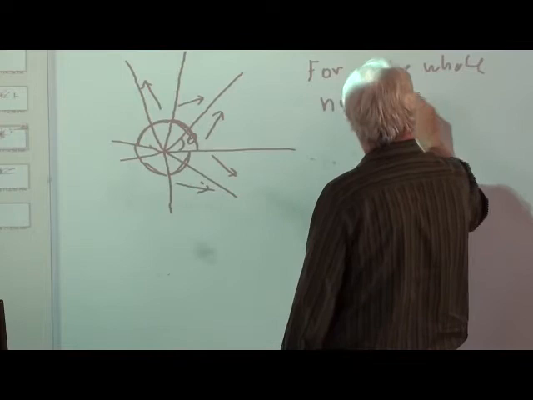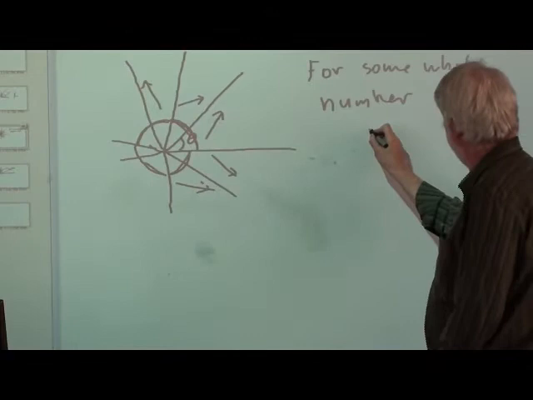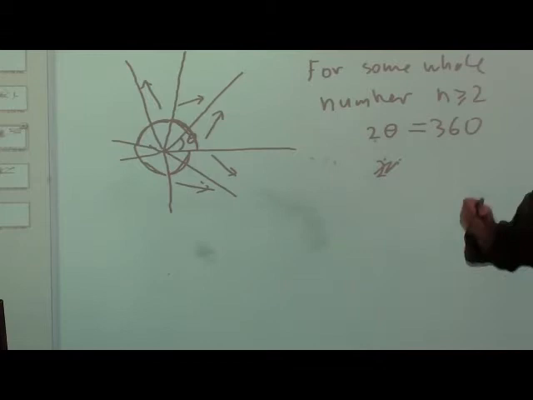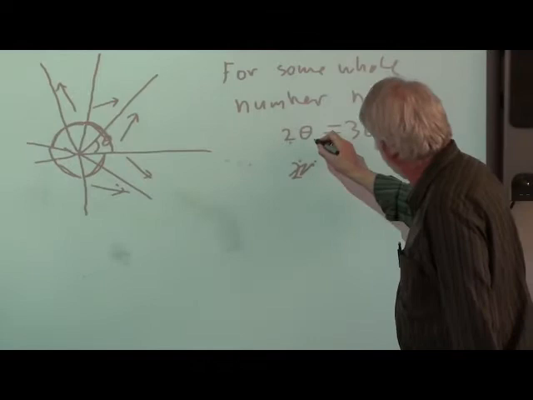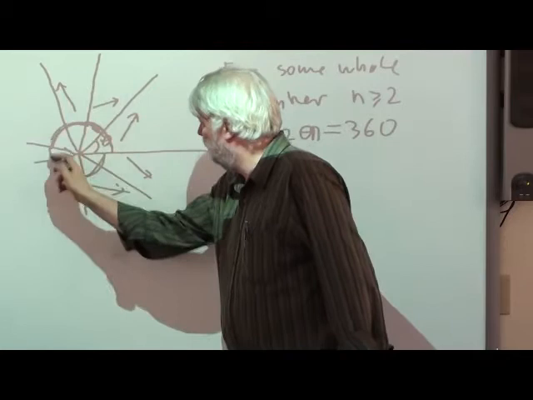Let's say n is bigger than or equal to 2. What I'm going to have happen here is that I want 2 theta times n to be 360 degrees, or radians if people like radians better. That is, I do this thing n times and I cover up the whole plane. And the 360 comes from going around this whole thing once.